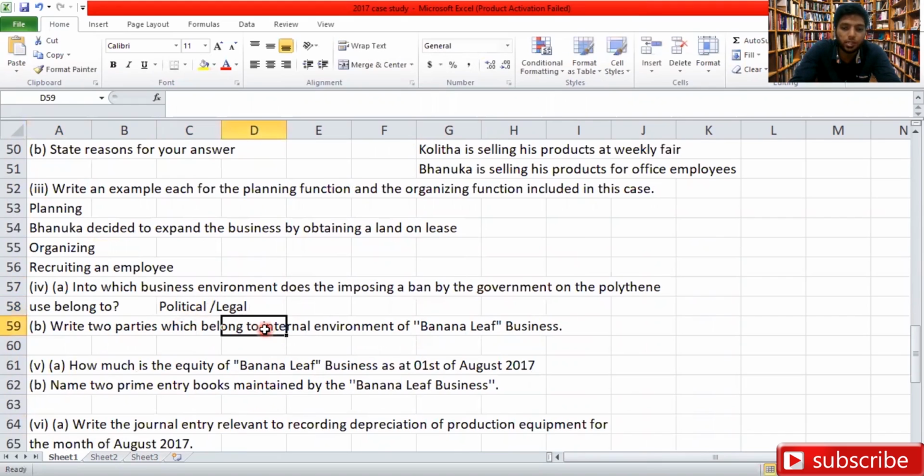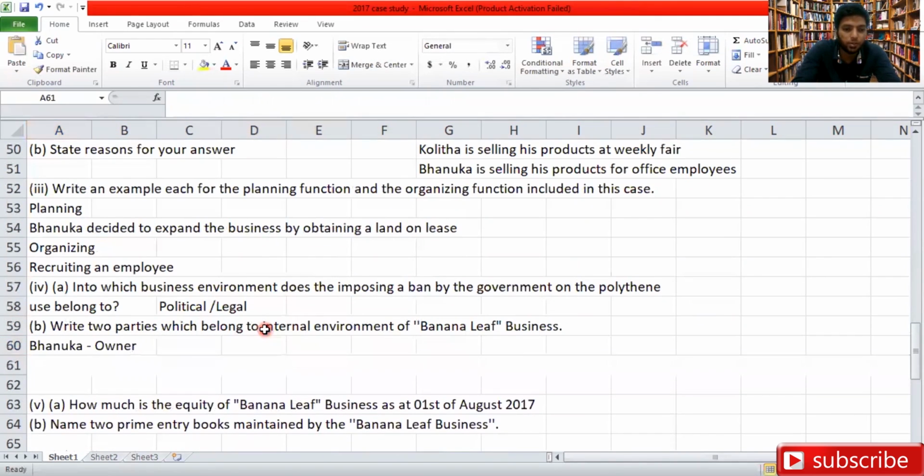Write two parties which belong to the internal environment of the banana leaf business. You might see in the banana leaf business Bhanuka as the owner and the recruited employee as the employee. So there's no manager. So we can write Bhanuka as owner, and let me leave space so you will have a clear idea. We have Bhanuka as owner and the second thing you can say is the recruited employee as employee. You can just write owner, manager, employee, and you still get marks. But because this case study is speaking about the banana leaf business, you need to speak about owner and employee.